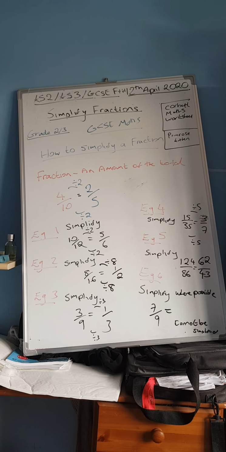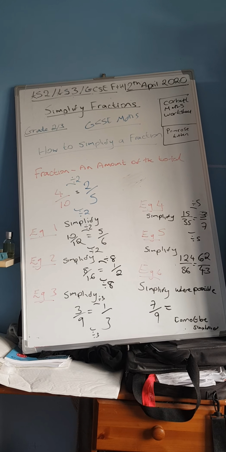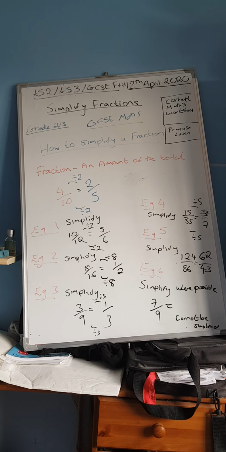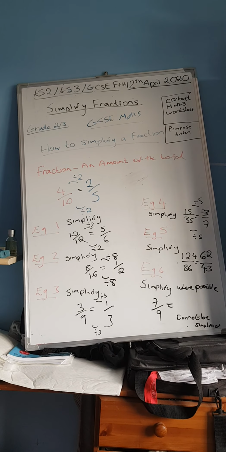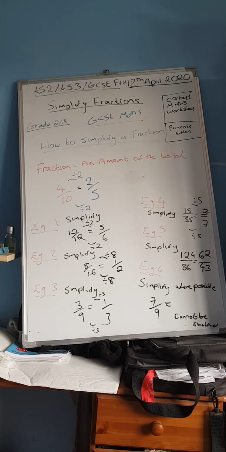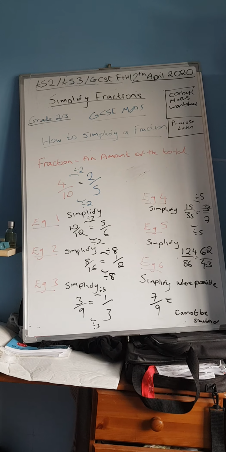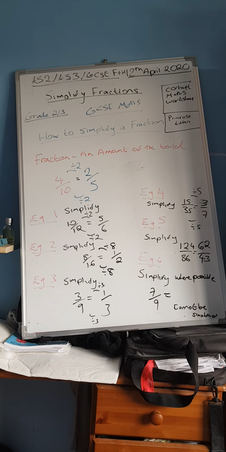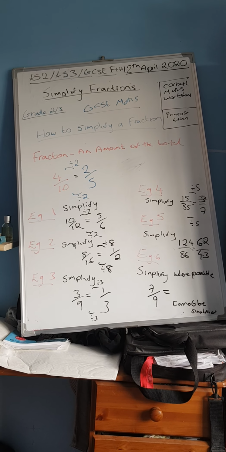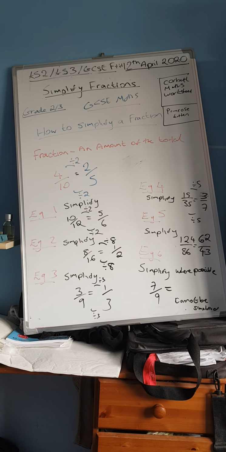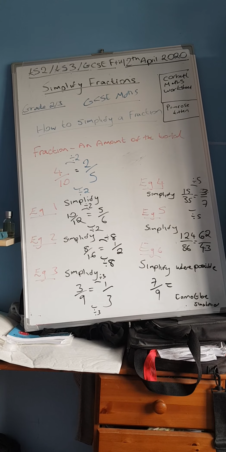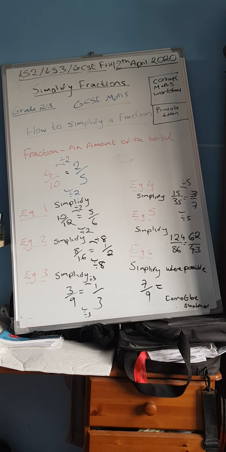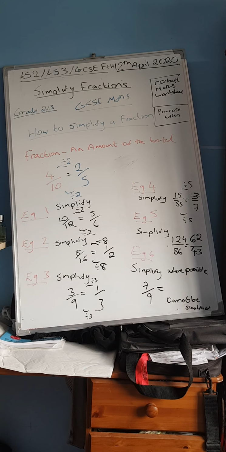Example 1: simplify 10/12. Both are even numbers, so I can divide by 2, top and bottom. 5/6 here is my fraction. Example 2: simplify 8/16. The highest common factor is going to be 8. Divide top and bottom by 8, I get a half. Example 3: 3/9. Divide top and bottom by 3, I get 1/3.